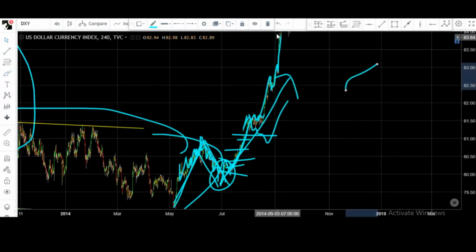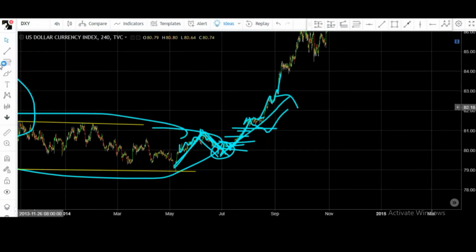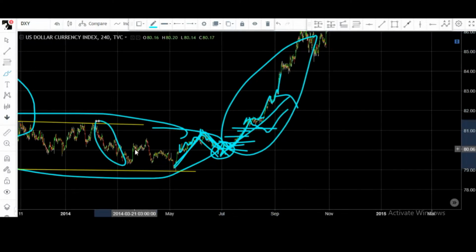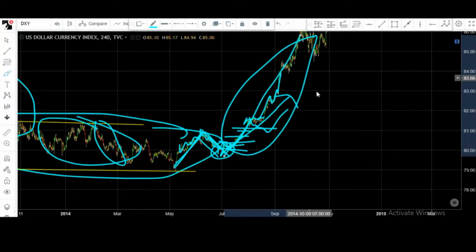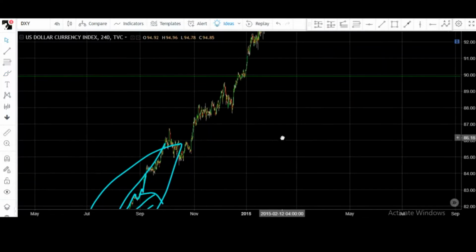Now, I'll pose a rhetorical question here. Would you prefer to trade that or that, or that, should I say? Well, obviously we prefer to trade that. So the question that we're trying to answer, the analysis we're trying to do, is get ourselves to a high probability situation where we're trading that move up there.